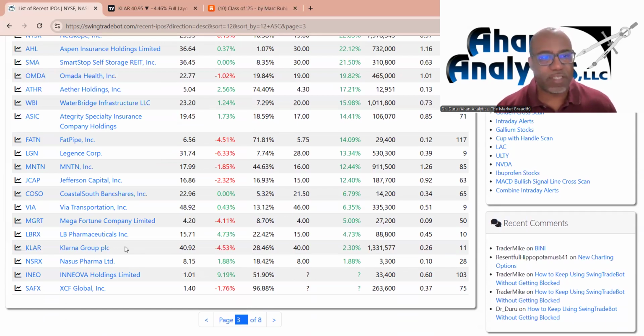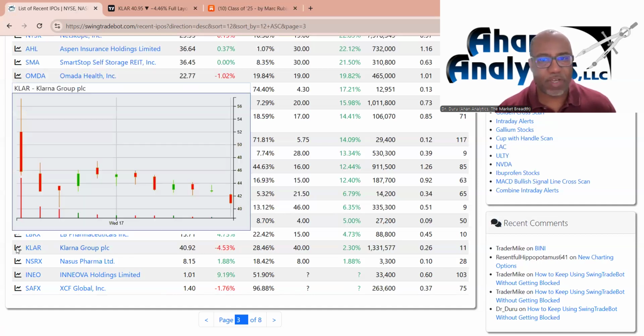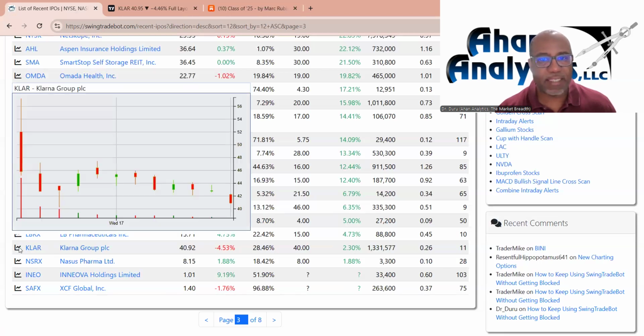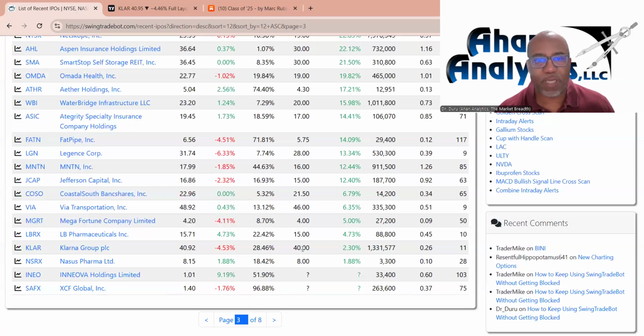But now we get to the good stuff. Klarna Group made a lot of headlines. It's a fintech company from Europe. It does that buy now, pay later stuff. I'm going to swing over here. You can see it's only 2.3% above its IPO price. And today it's down 4.5%. So it is very close and not looking good. The IPO price is 40 and now it's trading at 40.92 as of the time of this recording.